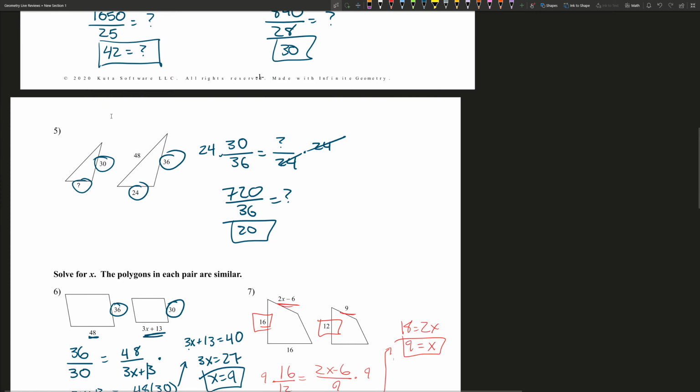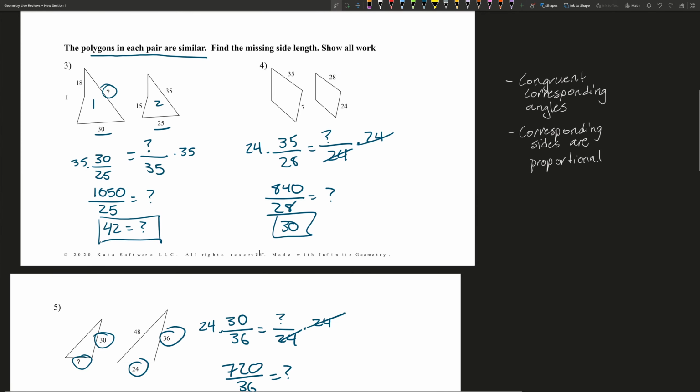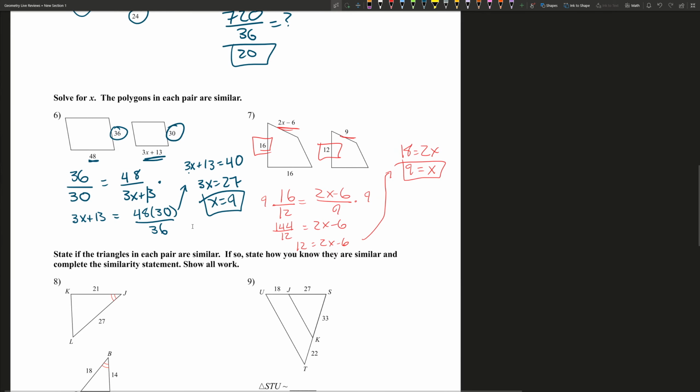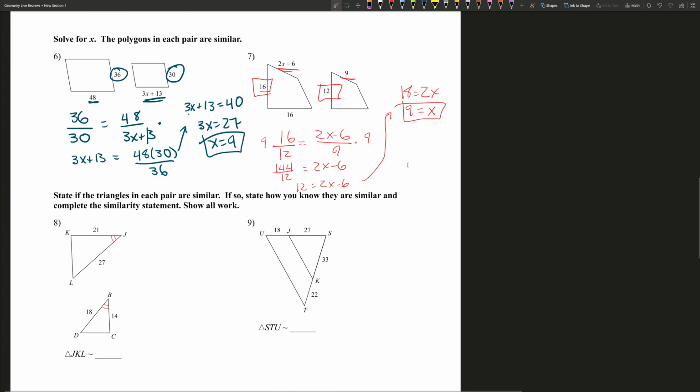So again, 3, 4, 5, 6, 7, they're all similar. 6 and 7 are just a little bit harder because it throws in an x and a constant. But it's the same idea. Again, we're just setting up proportions and solving them.